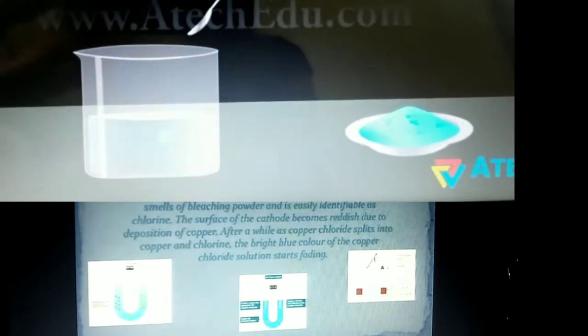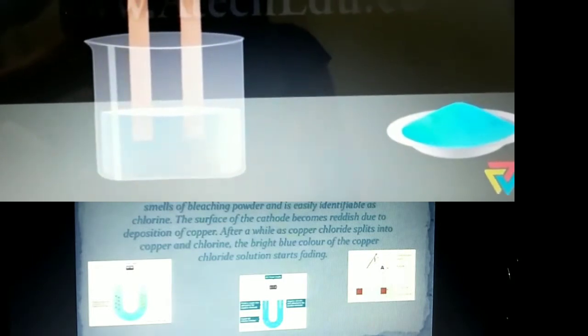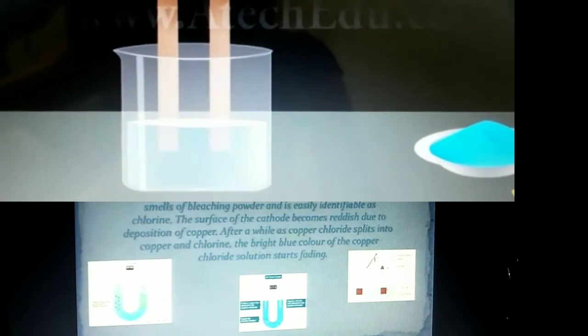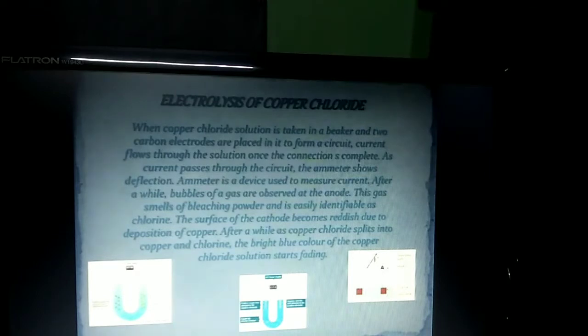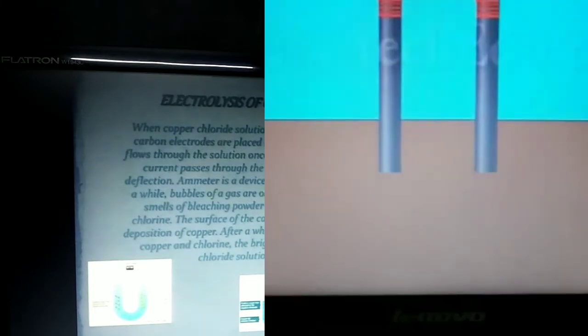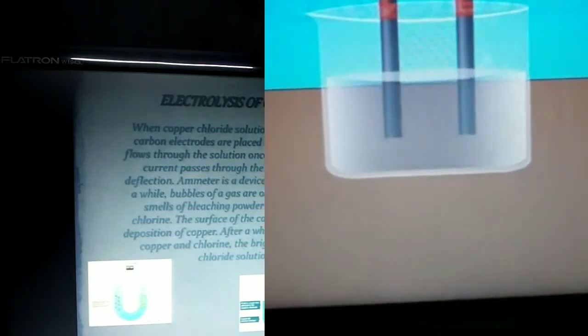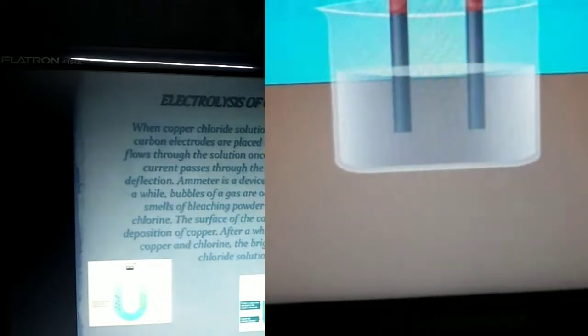The experimental setup of the vessel is called an electrolytic cell, and copper chloride solution is called the electrolyte, and two carbon electrodes are partially immersed in the solution. Those are known as electrodes. Among these, the one connected to the positive terminal is called the anode, and the one connected to the negative terminal of the battery is called the cathode. An ammeter is connected in the circuit, which measures the current passed.